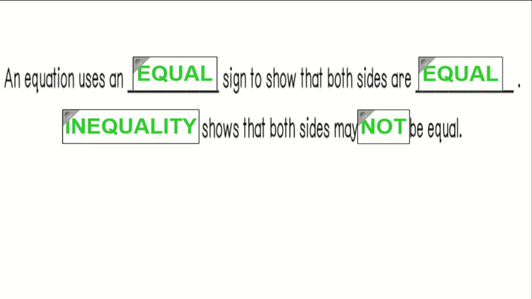Just for example, to use numbers only, if I have 1 is less than 4, is that true? Yes, that's true. 1 is less than 4. But are both sides equal? No. So you see what I'm saying? It's just going to show that both sides are not equal or might not be equal.